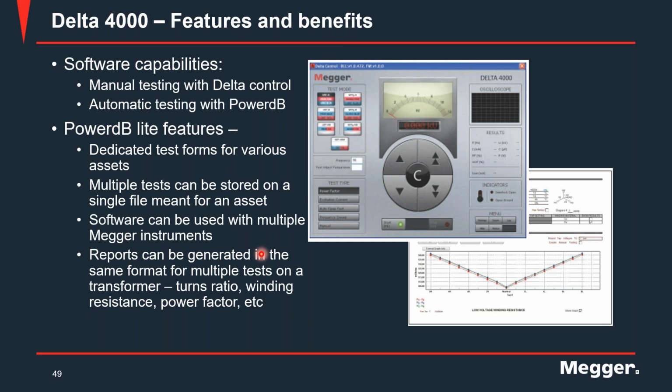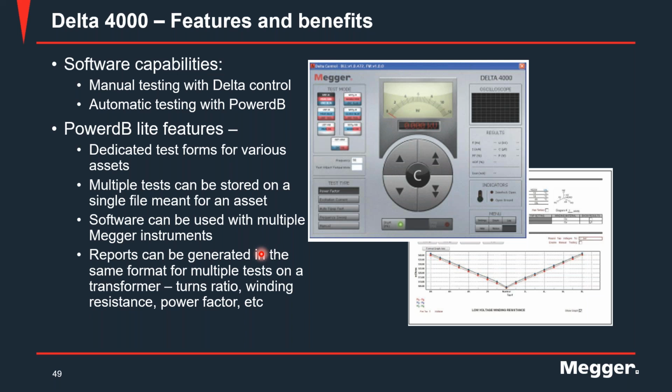Also, if you have other Megger instruments like our TTR test sets or our winding resistance test sets, those would generate reports in PowerDB as well, so you can have multiple test reports for the same asset in the same format. PowerDB has a pro version, which is the licensed version with which you can maintain a database of test results on various assets done in various locations, and that's a paid version of the software.